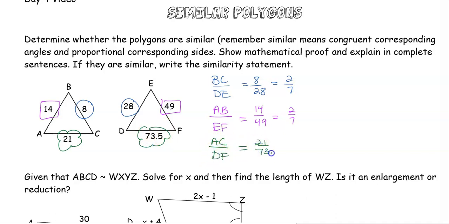21 over 73.5. And if you're wondering how I'm getting these numbers, I'm just putting this into my calculator. 8 divided by 28, math frac. 14 divided by 49, math frac. 21 divided by 73.5, because this one might be the one that you can't do in your head. When I enter that into my calculator, I math frac it, and I get 2 over 7, which is good news.